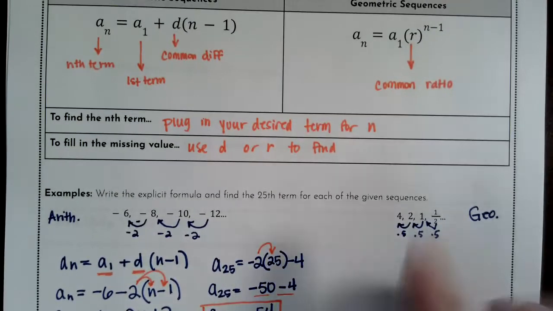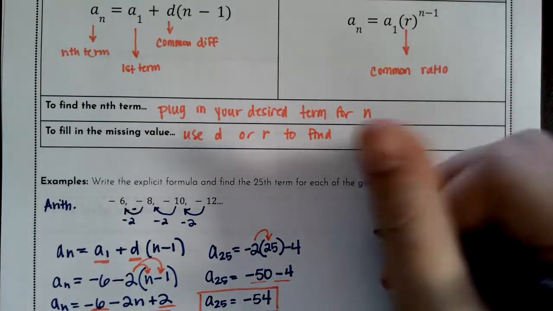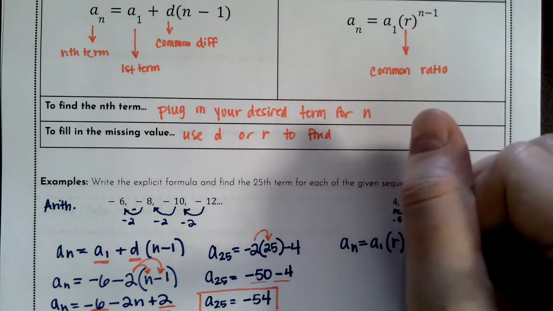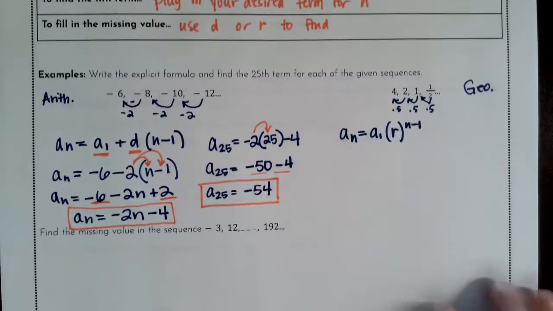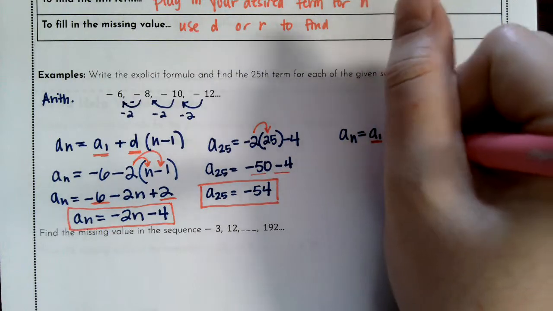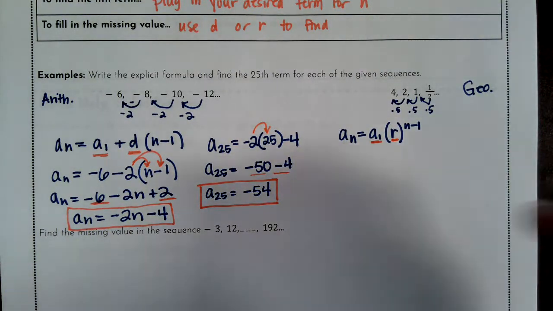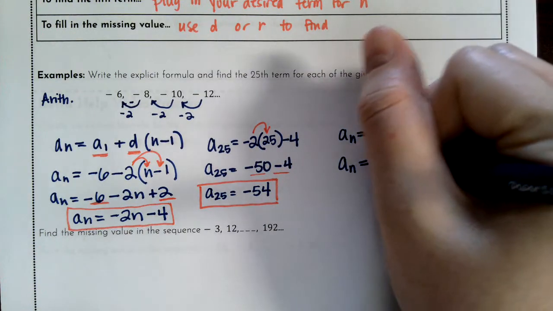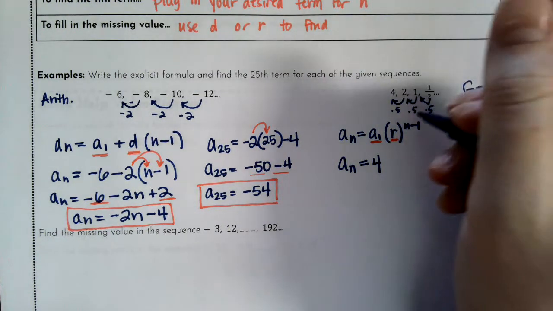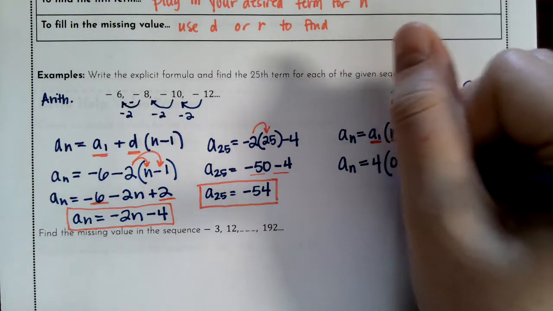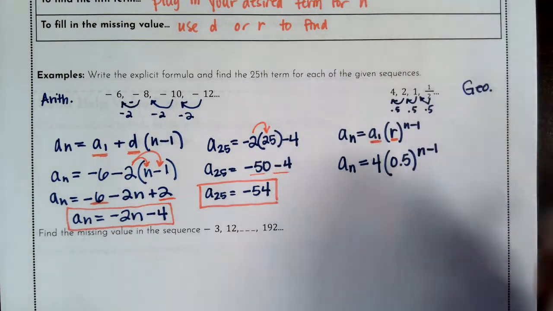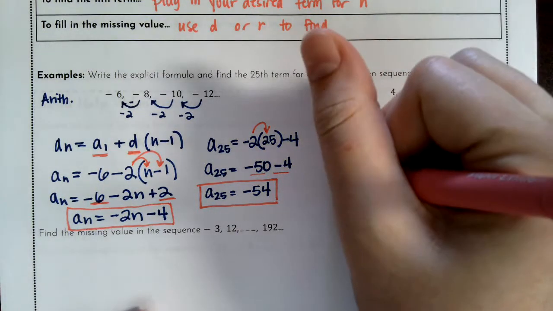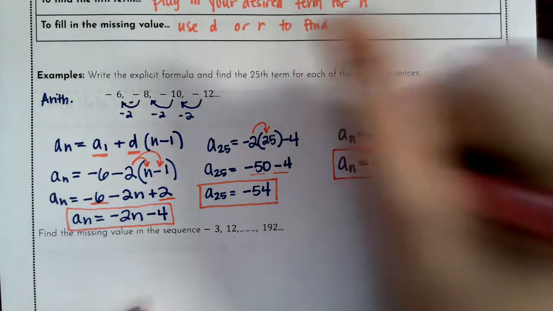So I'm going to use this formula this time. So I'm going to write that down. And now again, I'm only going to plug in my a sub 1 and my r for my explicit formula. So a sub 1 is the very first term, 4. R is our 0.5. And that's all I need to plug in. And I actually can't simplify the geometric ones at all. So once you just plug it in, this is it.